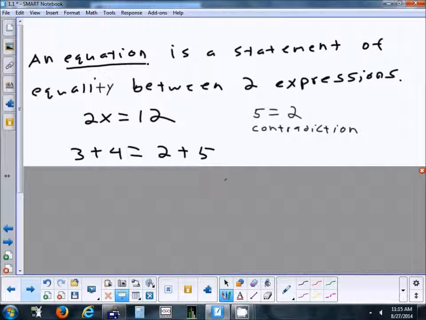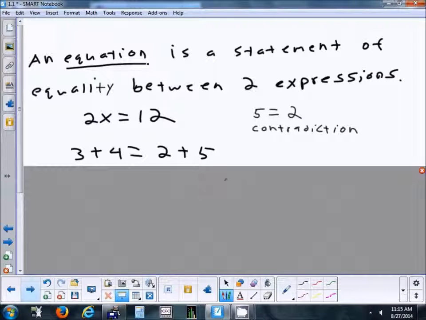It's a contradiction. Sometimes you get that when you're solving simple equations. You have variables on each side, like 3x. This could come up if you had 3x plus 5 equals 3x plus 2. Subtract 3x from each side, the variable cancels. You have 5 equals 2. There's no solution to that equation.